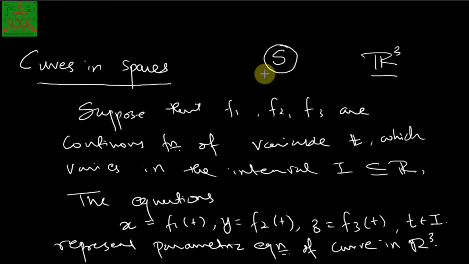Note that the condition that the parameter t is the length of the curve is f1 dash square plus f2 dash square plus f3 dash square equal to 1, where the prime denotes the first differentiation of the function f with respect to t.